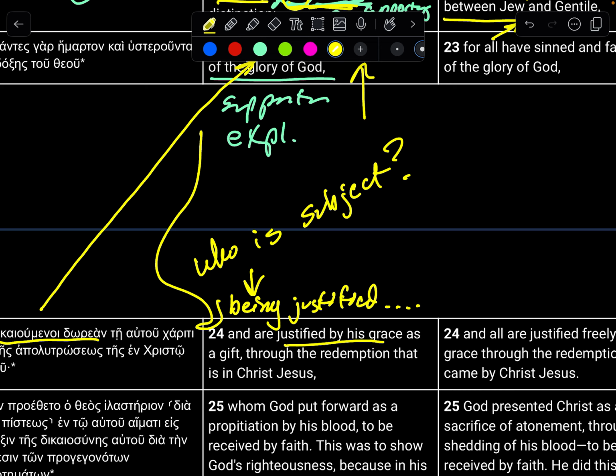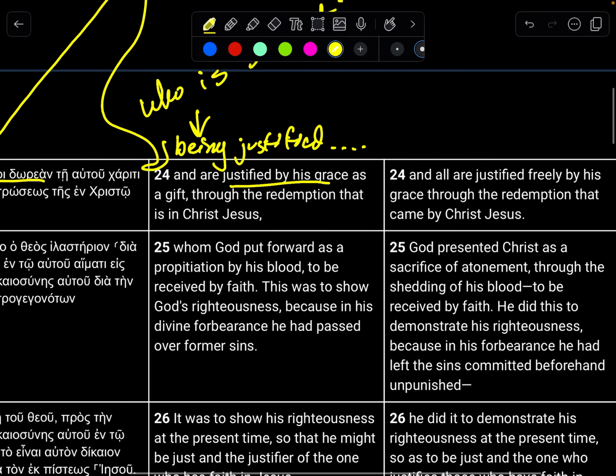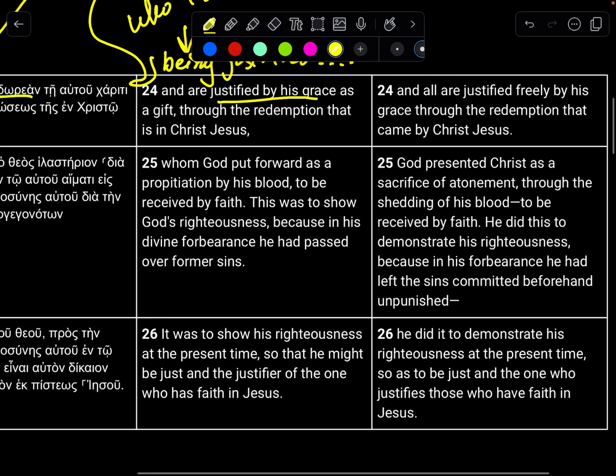So Paul here actually continues, even though he's going on to another step in his argument. He's going on to a different idea, right? So it's not just that the law exposes sin and that Jew and Gentile both have their sin exposed, but it's that all have sinned before God's bar, before God's judgment throne, and all have this need of grace.